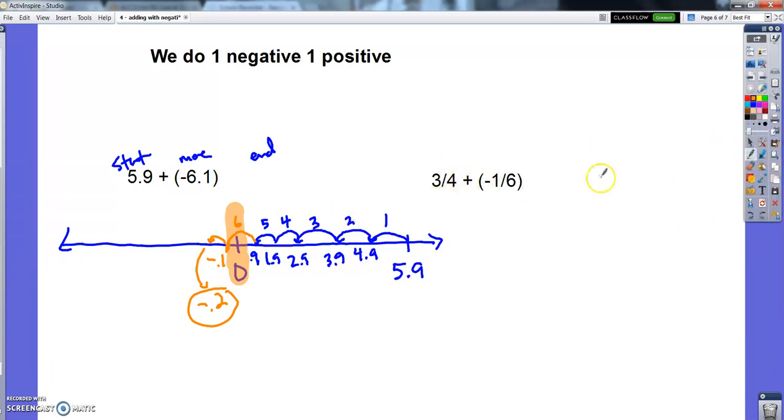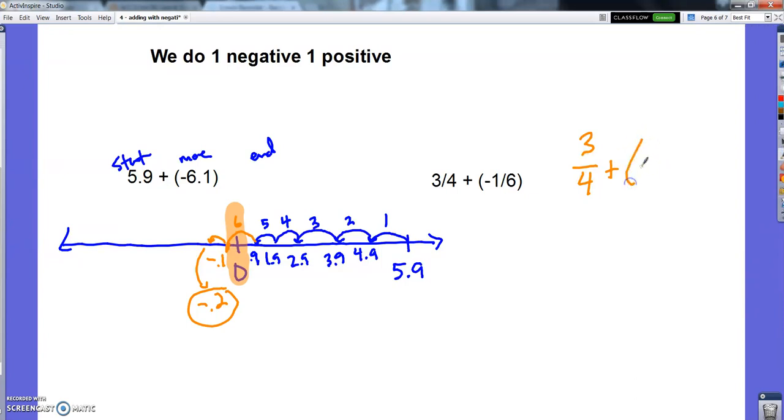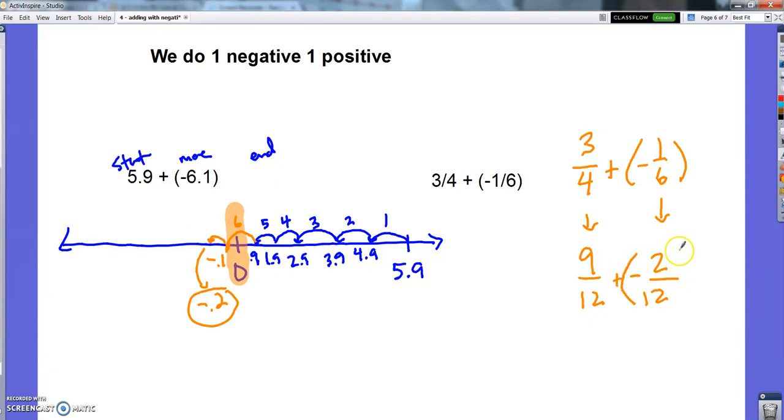All right, last one. 3/4 plus -1/6. Going to need a common denominator to add these. I think 12 looks good. So times 3, times 3, times 2, times 2. And so I'm going to have 9/12 plus -2/12.